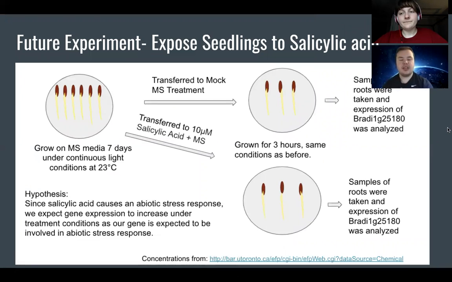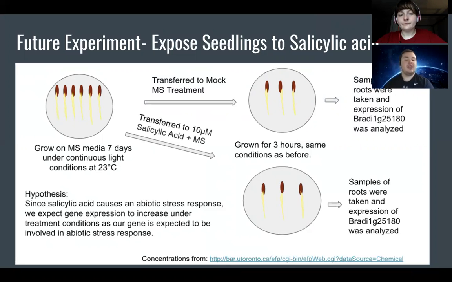After looking at the literature and the EFP browser, we wanted to propose an experiment that confirmed that our gene did in fact have to do something with the abiotic stress response in plants. We found that salicylic acid produces that abiotic stress response in plants, so we wanted to test whether it did in our plants. We would grow a number of our seeds on a petri dish in MS media for 7 days on continuous light at 23 degrees Celsius. This was done before, so it's a proven method for growing the Brachypodium plants.